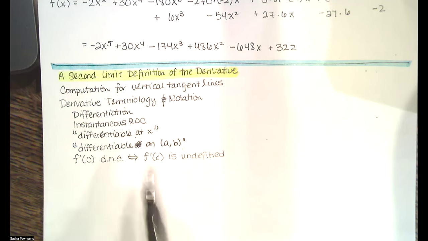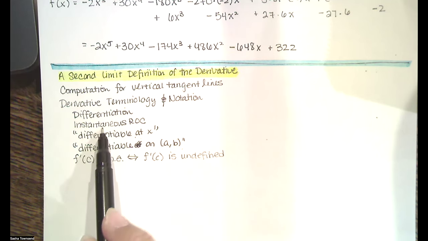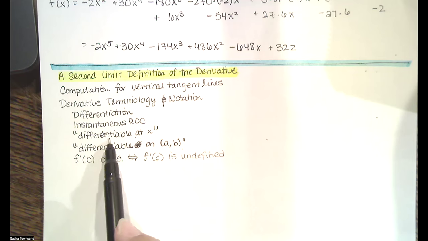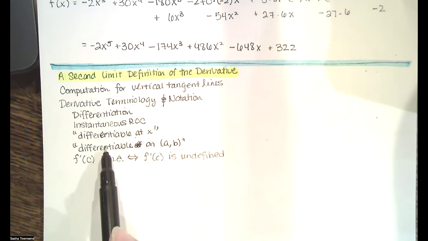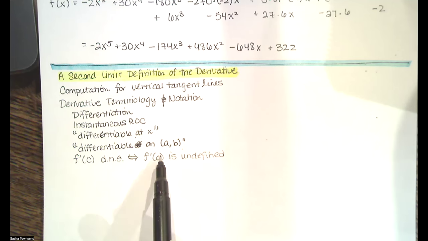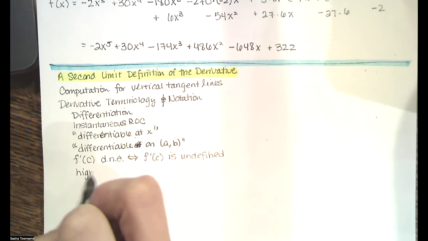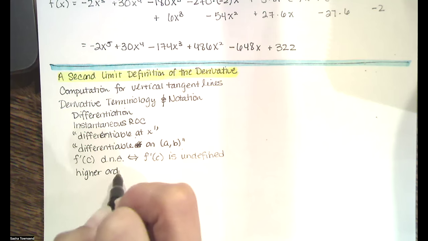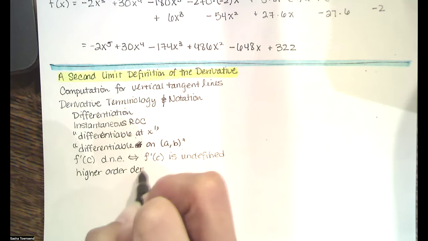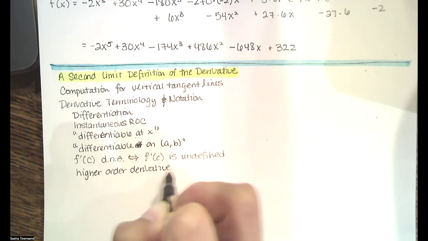Let's see. So we'll look at the definition of differentiation, instantaneous rate of change, what it means for a function to be differentiable at x, differentiable in an open interval from a to b, and the fact that f prime of c does not exist is equivalent to the fact that f prime of c is undefined. And then I mentioned notation. We want to look at notation for higher order derivatives, which just means we're taking the derivative multiple times.